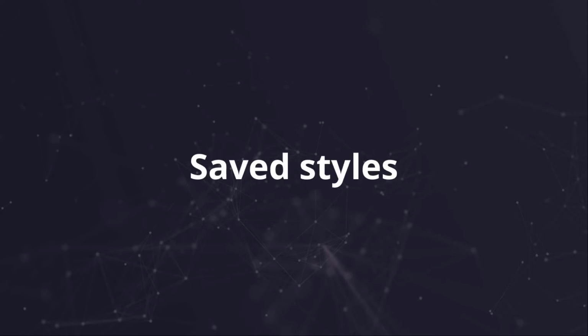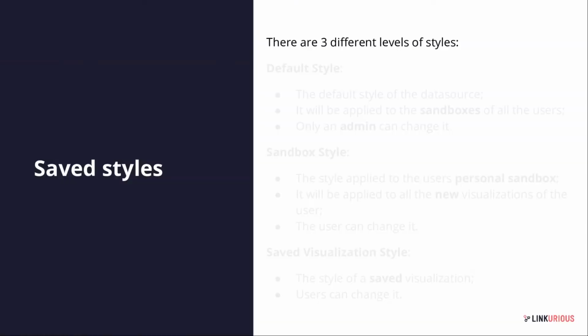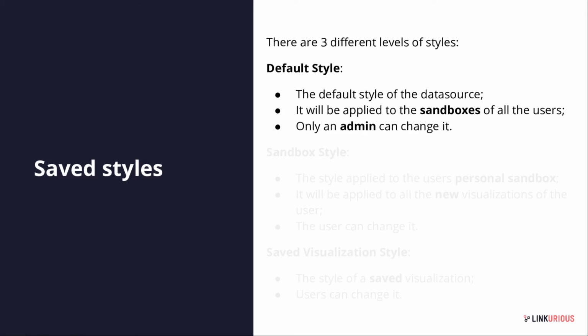So let's go on with the technical details of styles, and let's talk about the saved styles. In Linkurious Enterprise, there are different levels of saved styles, and we can start from the very first level that is called default style. And this is the default style of the data source. And as said before, every data source has its own specific styling rules. And this is something that can only be changed by admin users. And when this is changed, this will be applied to the sandboxes of all the users.